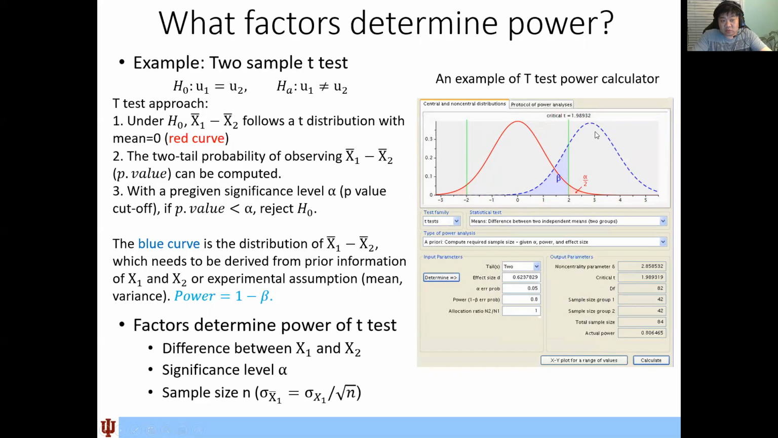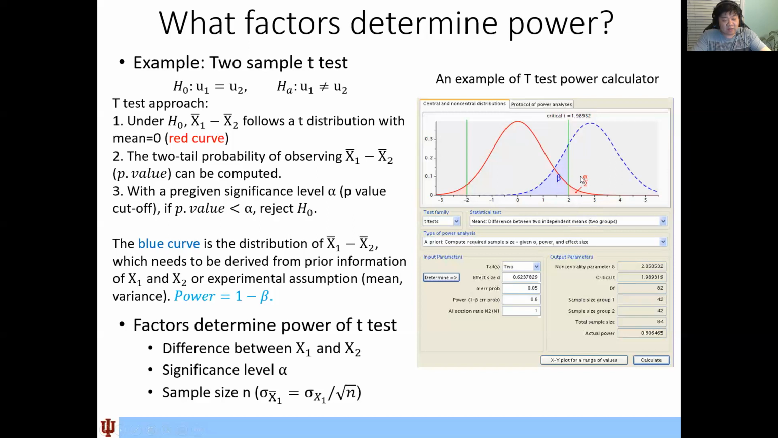Second, if the variance of x1 and x2 is small, the pooled variance is smaller, and these two t distributions will be narrower. And another factor is the significance level.